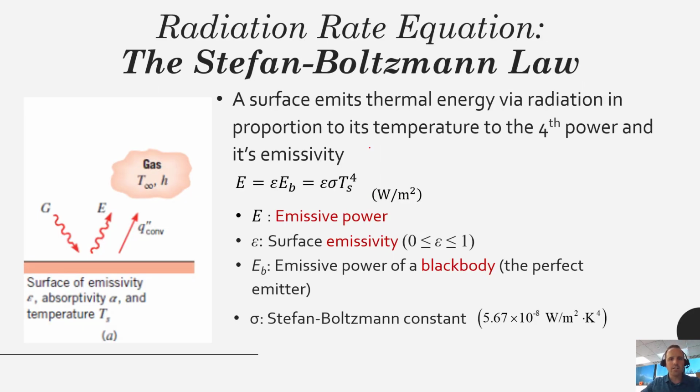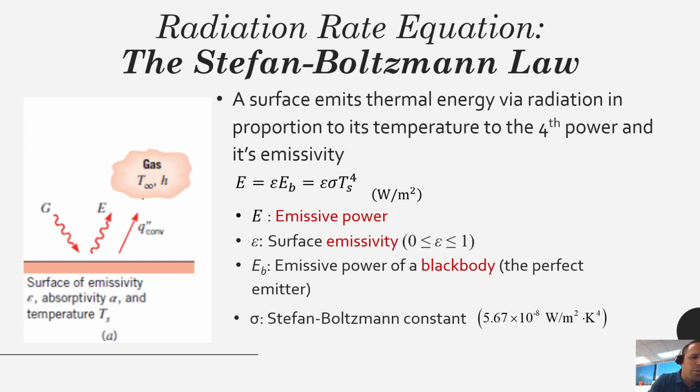Okay, so let's talk a little bit more about the Stefan-Boltzmann law. So the surface is going to emit thermal energy. So here's a surface. It's going to be emitting this thermal energy with its emissive power of E. The surface may also be losing heat by convection. That's not exactly what we're talking about right now. And again, you remember all those terms from before.